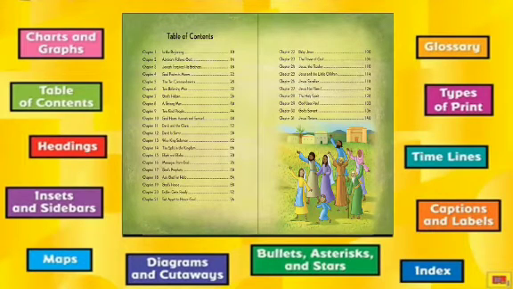So as you can see, these are the different features that we can find in books or in different stories. First of all, we have the charts and graphs, the table of contents, the headings, the indexes and sidebars, maps, diagrams and cutaways, bullets, asterisks and stars. We have the index, also captions and labels, timelines, type of print and glossary. So now we are going to explore the meaning of each thing.